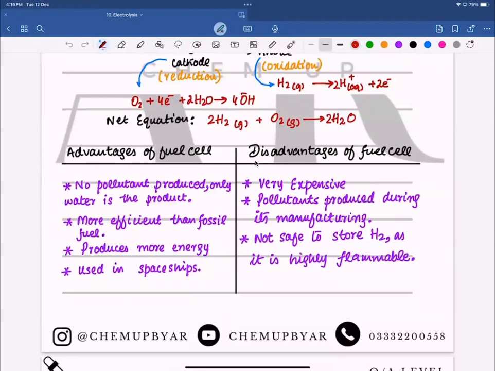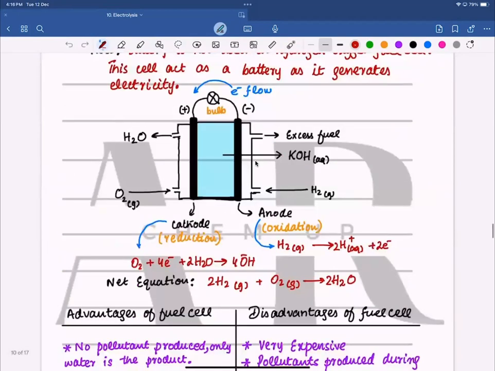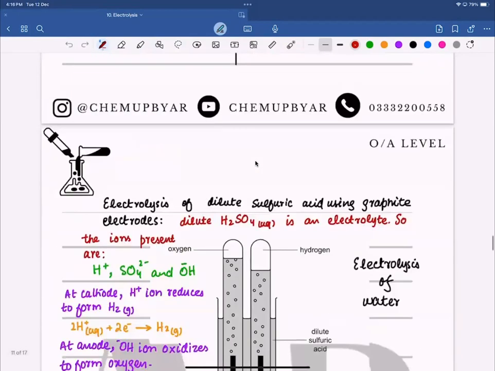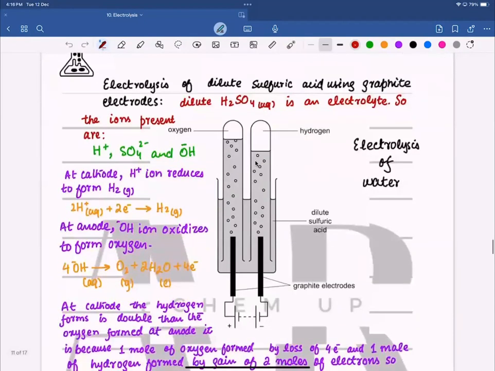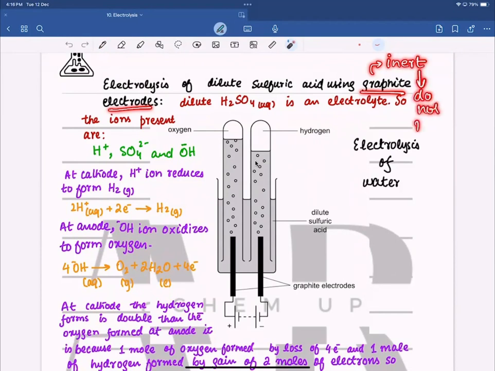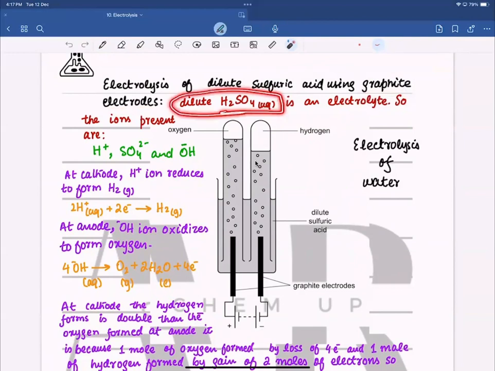Okay, so in the previous class, we finished the hydrogen fuel cell. And today we are going to start with the electrolysis of dilute sulfuric acid, where we are using graphite electrodes. If you recall, graphite electrodes are inert electrodes, which means they do not react.